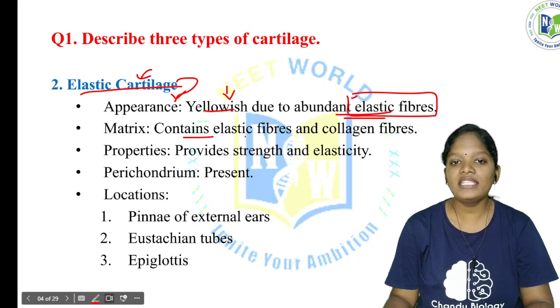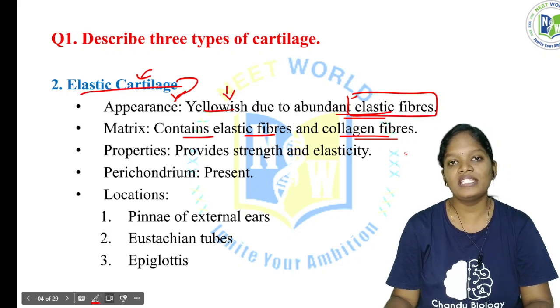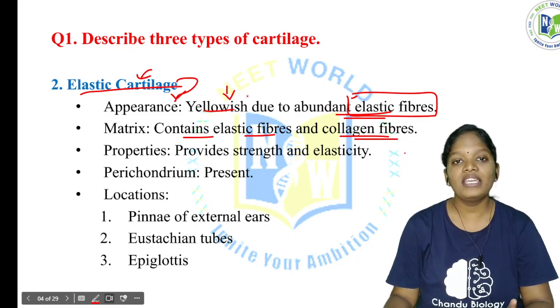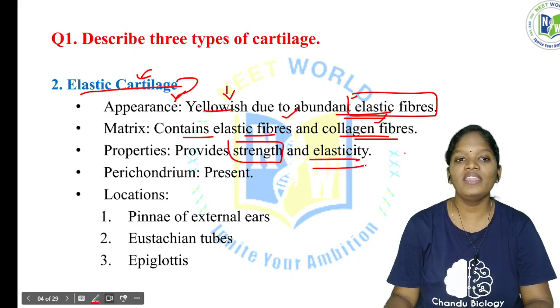It contains elastic fibers as well as the collagen fibers. See, in the hyaline cartilage we can see the collagen fibers, but in the elastic cartilage we have the elastic fibers as well as the collagen fibers. What will be the properties? It provides the strength as well as the elasticity. That is why it is named elastic cartilage.